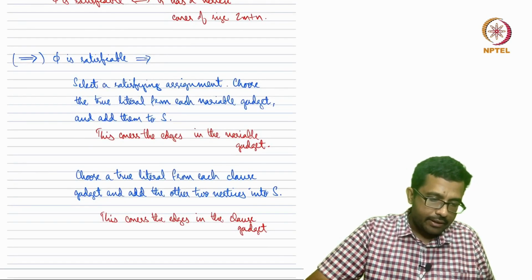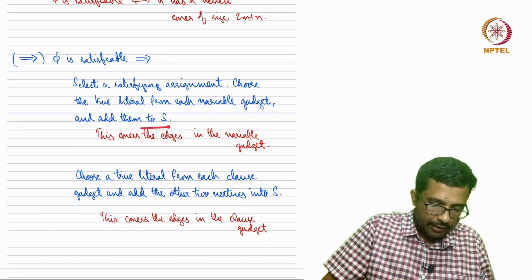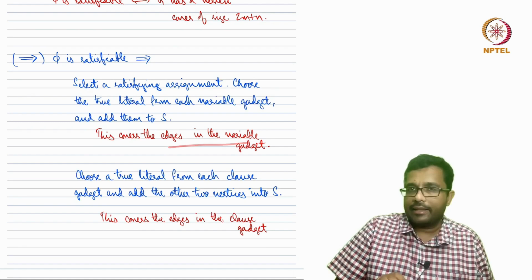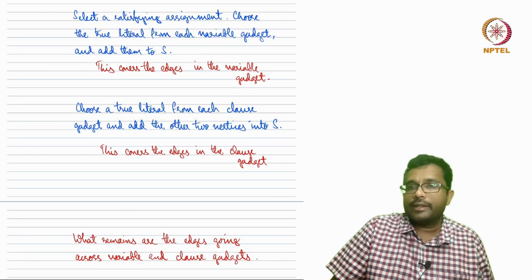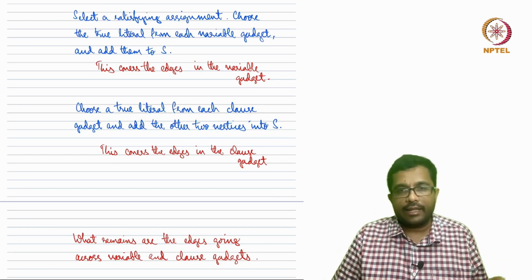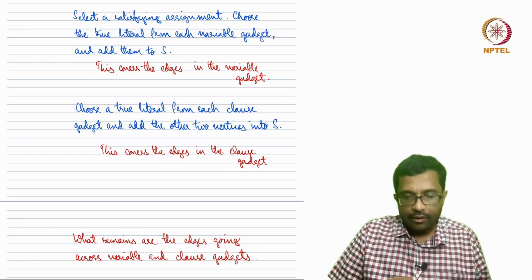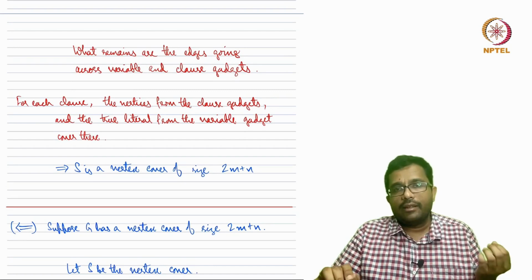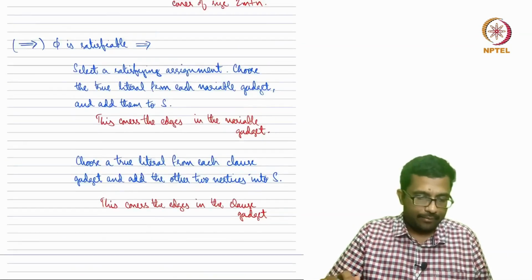I have said the same thing here. Choose a true literal from each variable gadget and add them to the vertex cover. So S is the vertex cover. The true literal from the variable gadgets covers the edges in the variable gadget. Choose a true literal from each clause gadget and add the other two vertices into S, right? Because we are picking two vertices from each clause gadget, this covers the edges in the clause gadget. What remains is the edges going across, right? From each clause, the vertices from the clause gadgets and the true literal from the variable gadgets cover them.